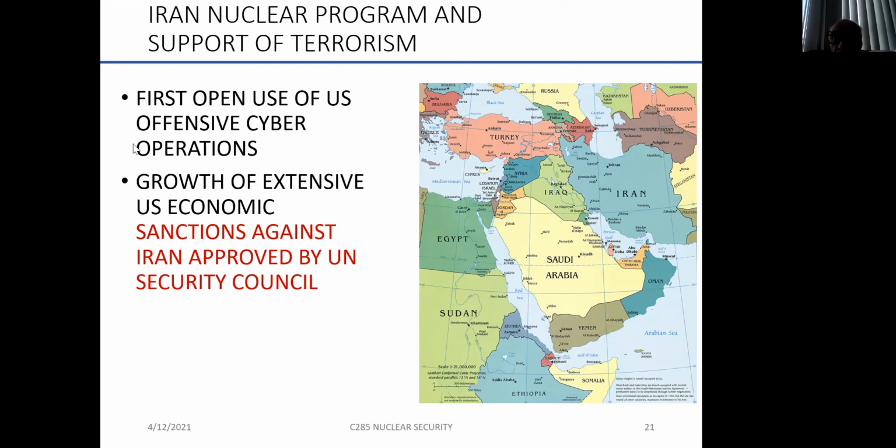By the way, if you look at the map to the right of this slide, if you can make it out, Tehran is in the north central part of the country. Below it is Qum, K-U-M, which is one of the holiest cities in Iran. It's a major Shia holy site.